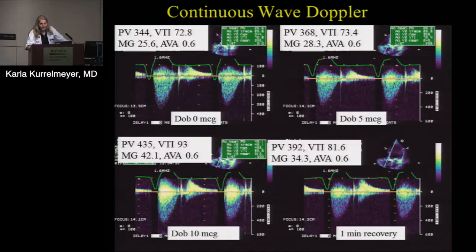So what does that tell you? It tells you that this is true, severe, valvular, low flow, low gradient aortic stenosis, right? And this patient has good contractile reserve, so this would be a good patient to send for surgery or TAVR, depending on all their other comorbidities.